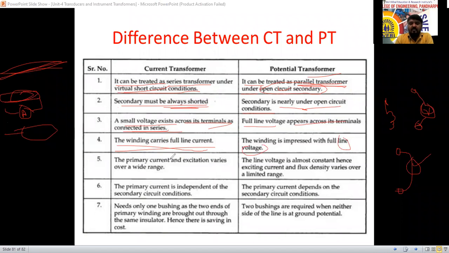So the primary current and excitation vary over a wide range here. Whatever the primary current is and the excitation is, it is going to vary over a wide range. It is going to vary. We can increase it, we can decrease it. So we can vary it over a wide range here.